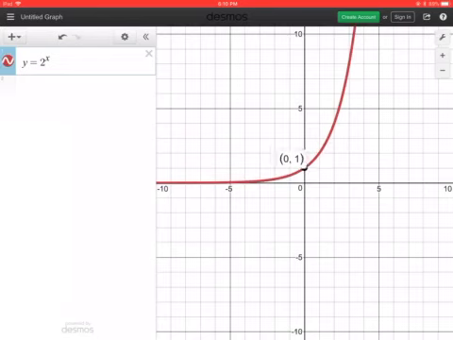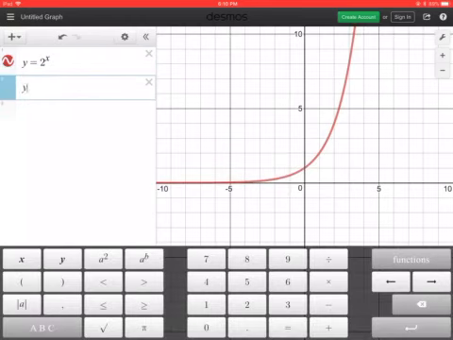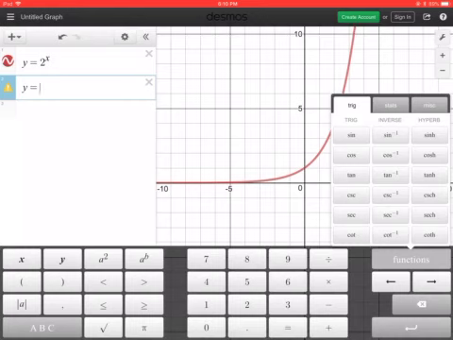Then the next point is going to be 2, 4. Ooh, I had it almost exactly. There we go. And then the next point would be 3, 8, etc. And then you go backwards and you get negative 1, the half, approximately. Okay? We're going to look at something called a logarithmic function today.